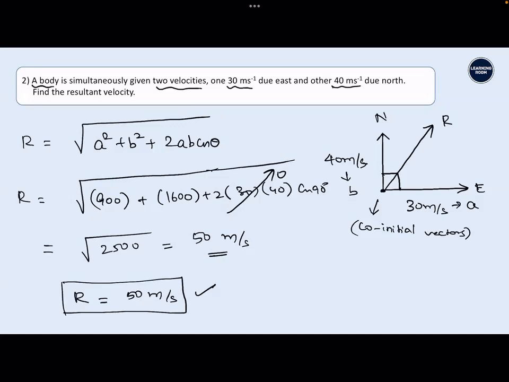Is it clear, guys? Are you able to understand? Did you understand when to apply parallelogram and when to apply the triangle law? When will you apply parallelogram? When you have co-initial vectors. When you have continuous vectors, you will start thinking of the triangle law, but mathematically they both mean the same.